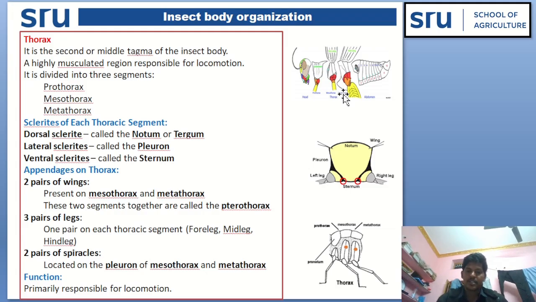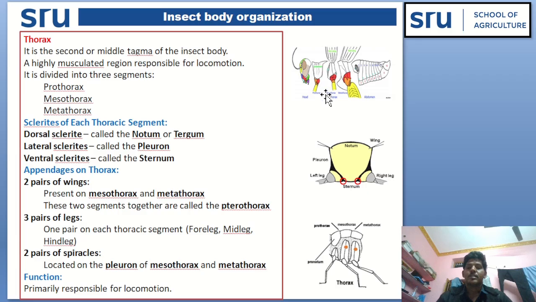Appendages on the thorax. Two pairs of wings are there, that is, on the meso- and metathorax. These two segments together are known as the pterothorax. The mesothoracic and metathoracic segments are commonly known as the pterothorax because these segments bear two pairs of wings.